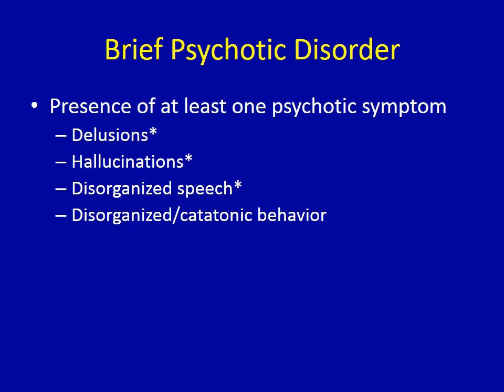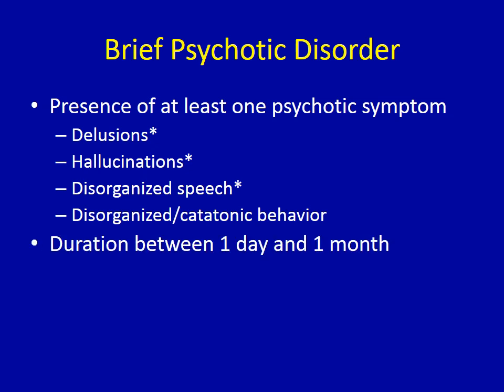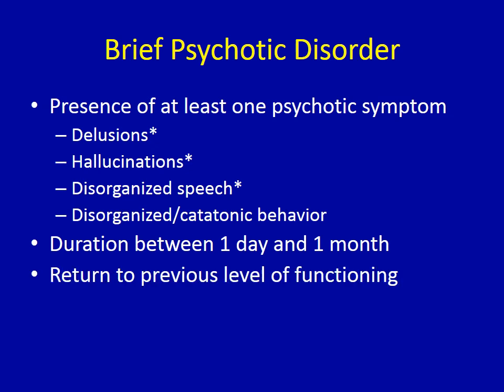In addition to the presence of the psychotic symptom, we have a duration criterion. The primary characteristic of this disorder is that the psychotic symptoms are present for a brief period of time. If psychotic symptoms are present for a minimum of at least 1 full day, but a maximum of 1 month, an individual would qualify for a diagnosis of a brief psychotic disorder. If the symptoms continued for longer than a month, then we might consider an alternative diagnosis, for example, schizophreniform disorder. And importantly, after the psychotic symptoms resolve, the individual returns to their previous level of functioning.